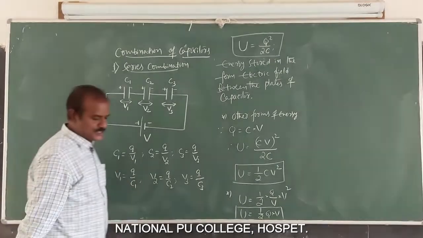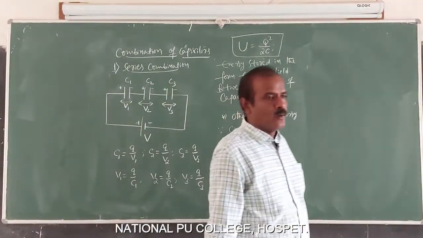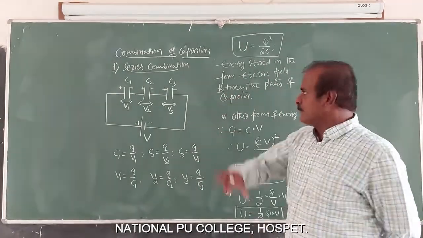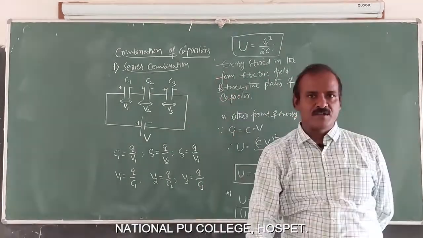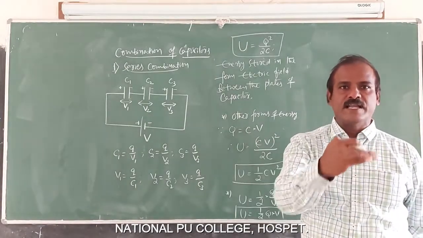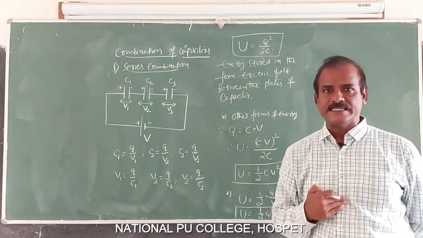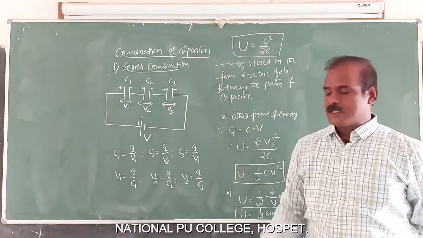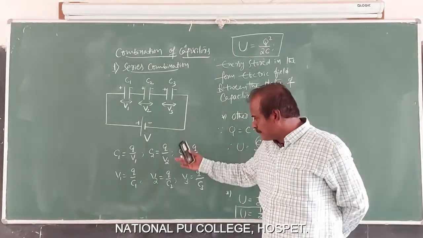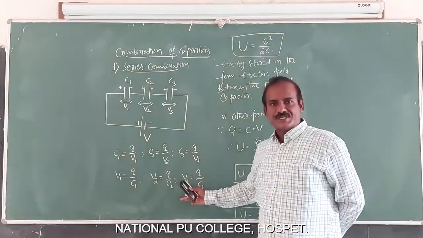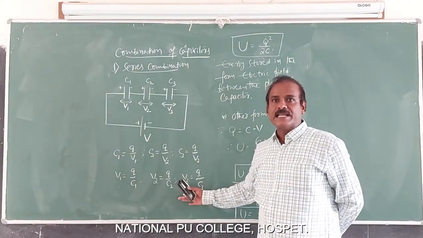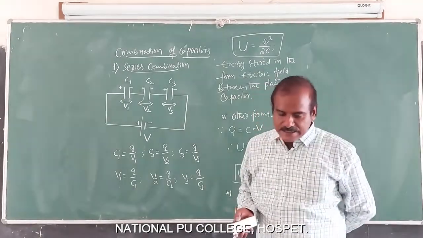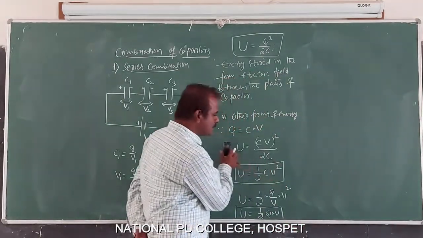Now students, we need to get the effective value of this combination, I mean the total value of this combination, whether it is the sum of the three values C1 plus C2 plus C3 or in any other form. That depends on their relation. Now we need to find the formula for effective capacitance.